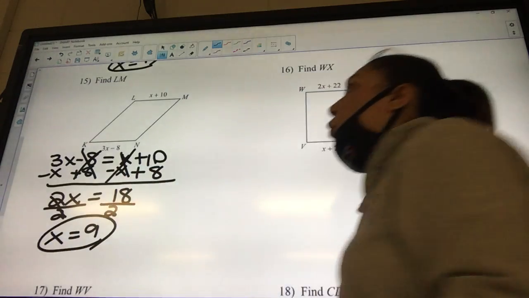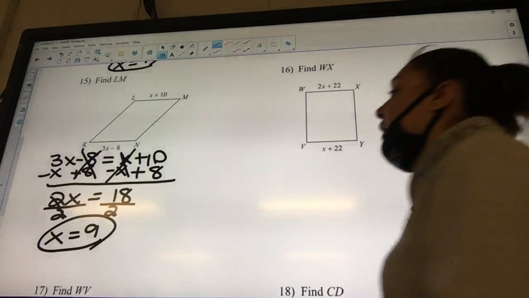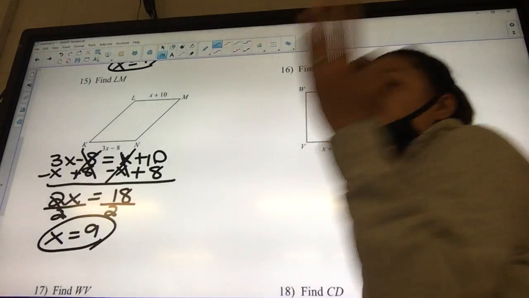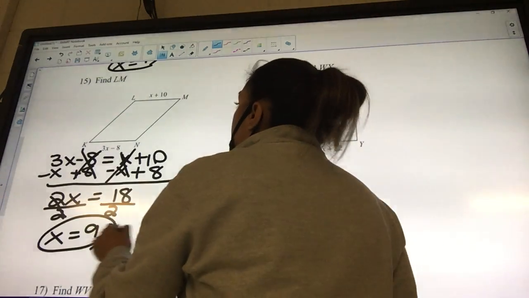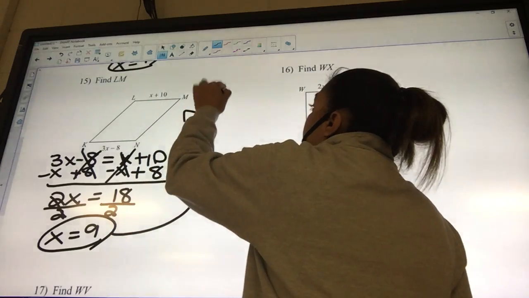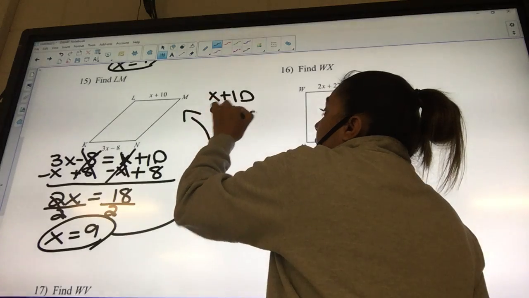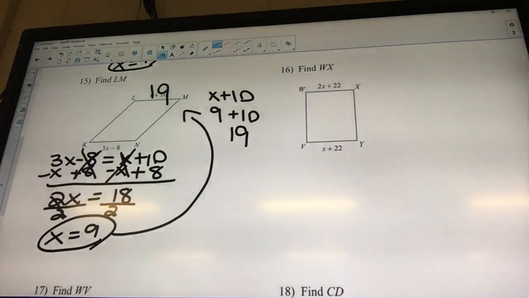Now we need to figure out what it is asking us to find. It wants us to find LM. LM is which one? The top one. It's the x plus 10. Now, I know most of these are easy, and if you don't even need to plug it in and you can just totally see that it's going to be 19, feel free. But if you're not sure, then plug it in. So we got x plus 10, and we know that our x is 9, and so you're going to get 19. If the top one is 19, what's the bottom one? 19.